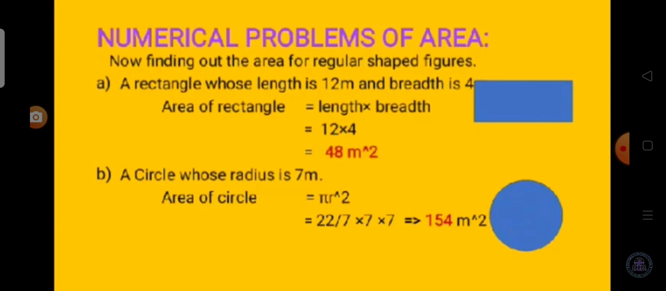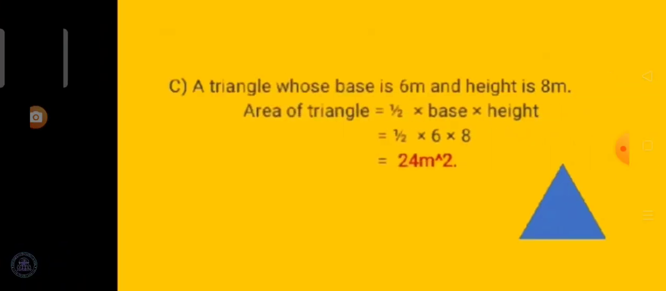And another problem is a circle whose radius is 7 meter. The formula for area of circle is equal to pi r square. Now we substitute the values for the r square. So 22 by 7 for pi into 7 into 7, the answer is 154 meters square.